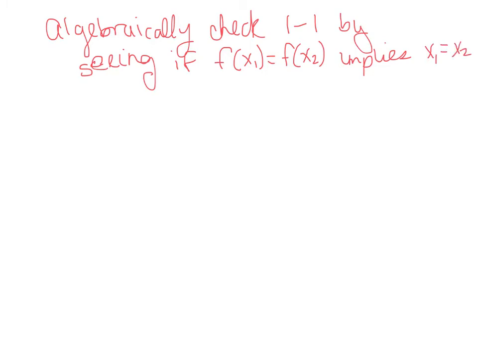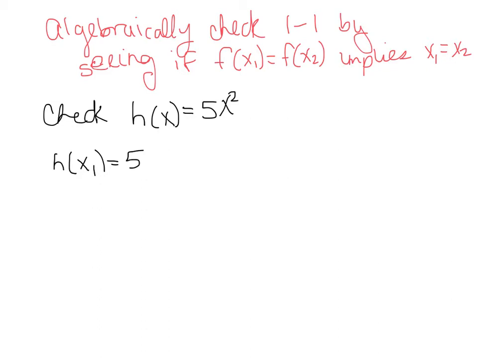Some of you might be a little curious to see what this means. So let's check h of x equals 5x squared. We're going to look to see what h evaluated at x1 is. So we'd take 5 times x sub 1 squared. We also need to look at h evaluated at x2, which is 5 times x sub 2 squared. So we will set h of x1 equal to h of x2, or 5 x sub 1 squared equal to 5 x sub 2 squared.